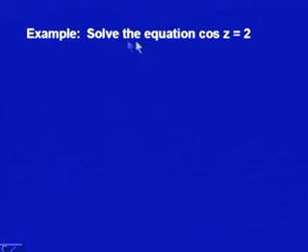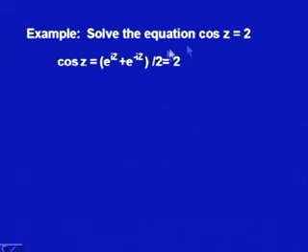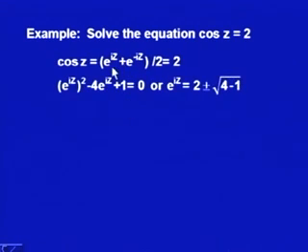In the next example, we solve cos z is equal to 2, z is a complex variable. So, cos z we write it as (e^{iz} + e^{-iz})/2 is equal to 2, and then we can write e^{-iz} as 1 upon e^{iz}, and simplify this equation. It will give me (e^{iz})² minus 4 times e^{iz}, this is the term which is coming from the right hand side, plus 1 equal to 0.